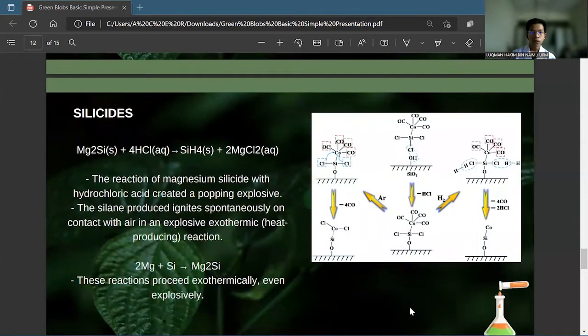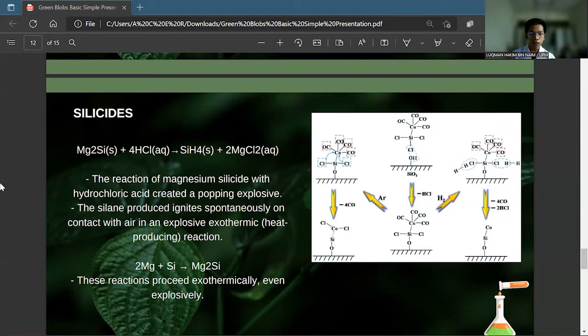And also the reaction for the silicides: Mg2Si plus 4HCl becomes SiH4 plus 2MgCl2. The reaction of magnesium silicide with hydrochloric acid creates a popping explosion. The silane ignites spontaneously on contact with air in an explosive exothermic, which is a heat-producing, reaction.